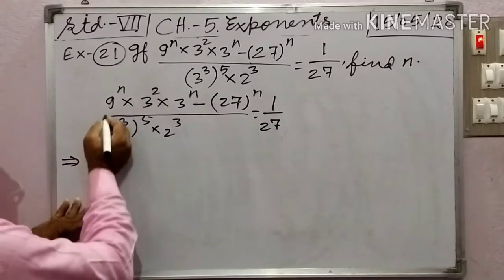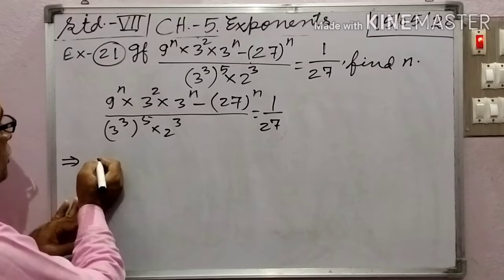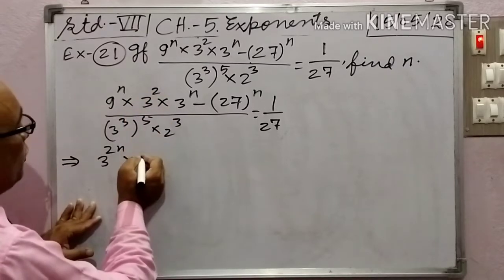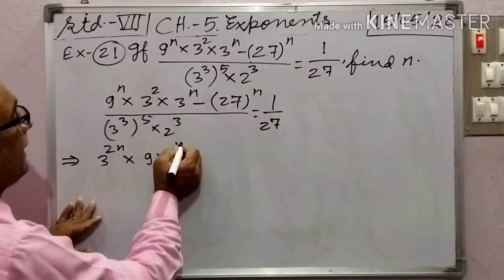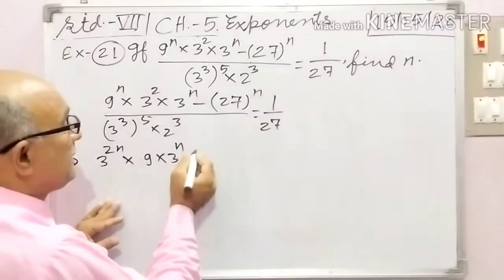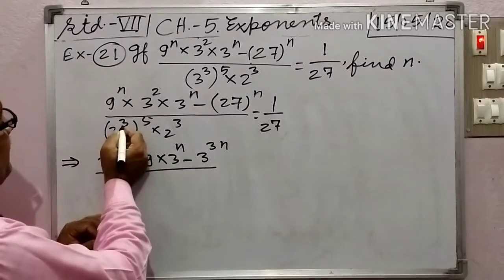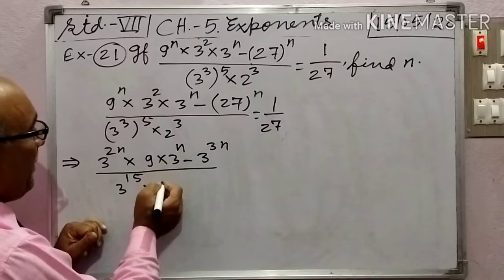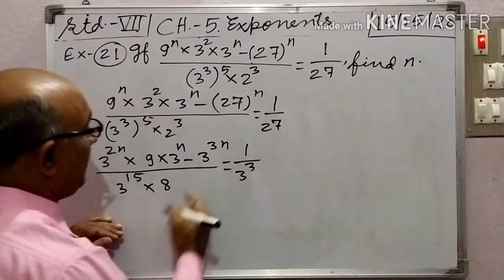That implies 9 to the power n. 9 means 3 to the power 2, so 3 to the power 2n into 3 to the power 2, which means 9, into 3 to the power n minus 27 to the power n. 27 means 3 to the power 3, so 3 to the power 3n. 3 to the power 3 whole power 5 is 3 to the power 15, into 2 to the power 3 means 8, equals 1 by 27 means 3 to the power 3.